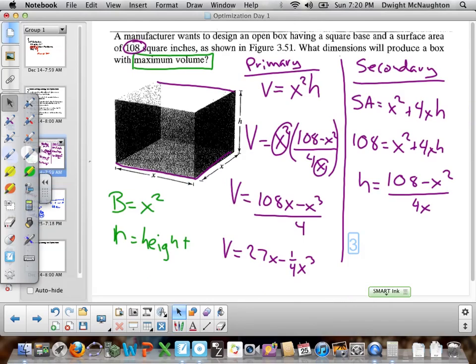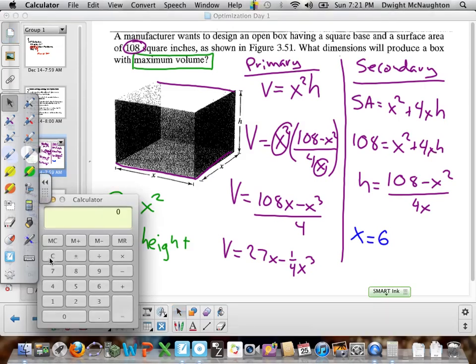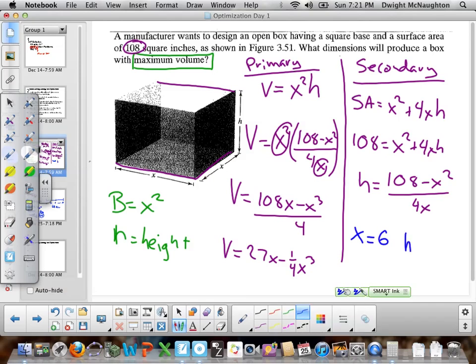If we go back to our question, what are the dimensions? Well, x equals 6. h equals 108 minus 36 divided by 24. So 108 minus 36 divided by 24, h is 3. So the dimensions of the box are a square base of 6 by 6 with a height of 3 will give us the maximum volume when the surface area is 108 square inches.